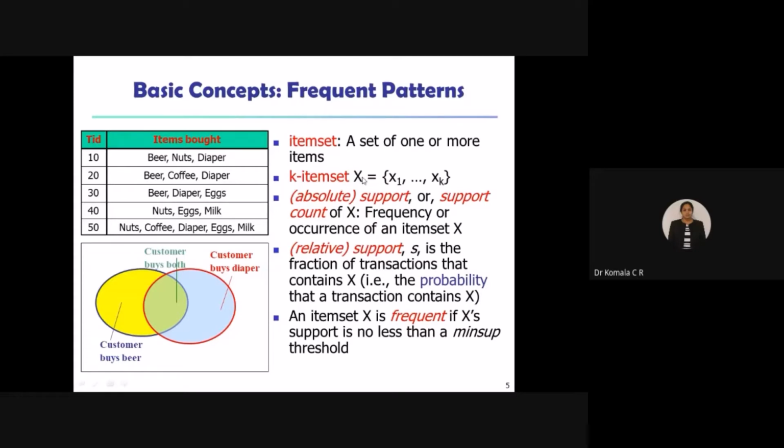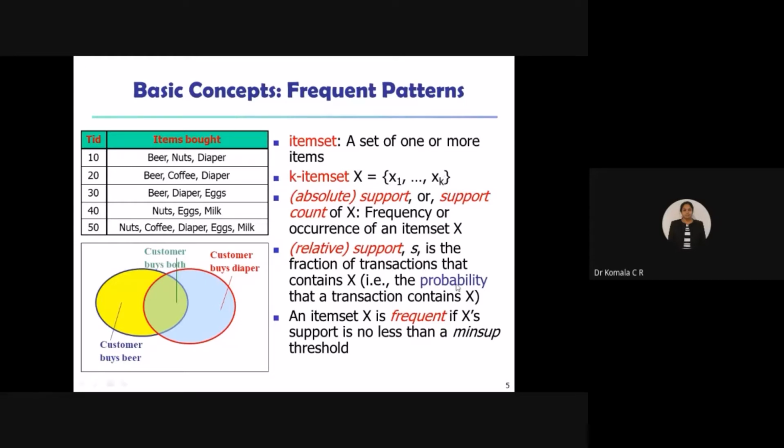I will define X as an item set for k values. For k values means you can take the values for X from x1, x2, x3, and so on, up to xk. If k is 3, that means 3 items are there in the set. In general, we define an item set as a set of one or more items. K item set means you have k number of items in the given item set.